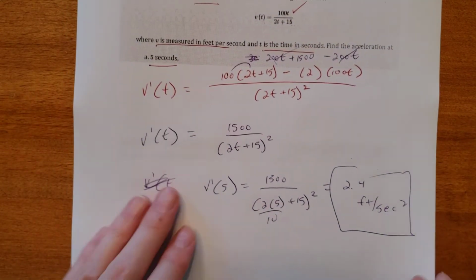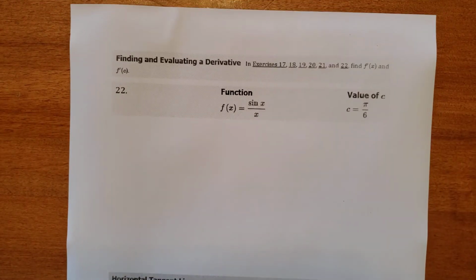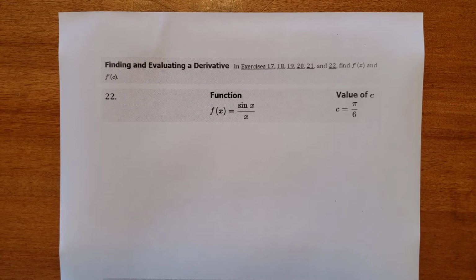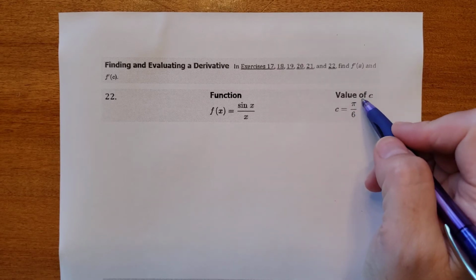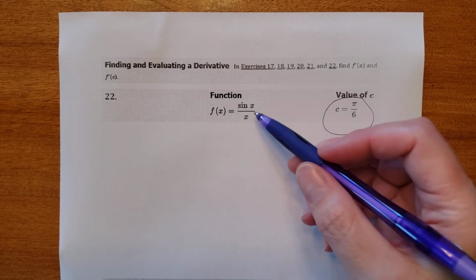Okay, then we got one more question on the next page. No, we don't. We've got two. Okay, so on the next page, it says finding and evaluating a derivative. It says find f prime of x and f prime of c. So they want us to take the derivative and find the value at c, which is the slope. So if we find the value at c, that's the slope at 30 degrees for this function.